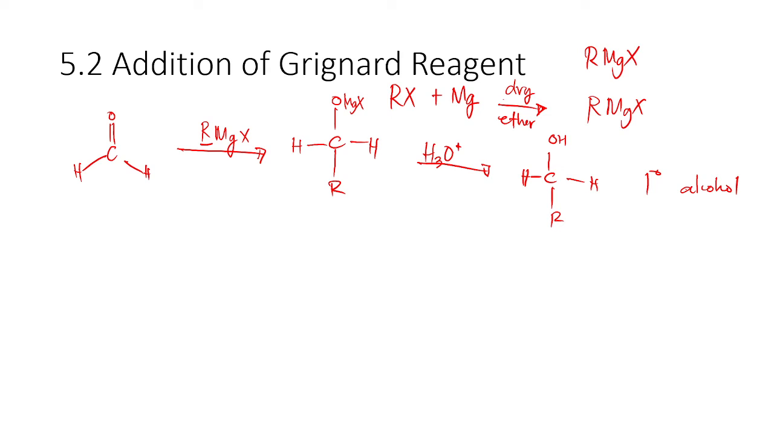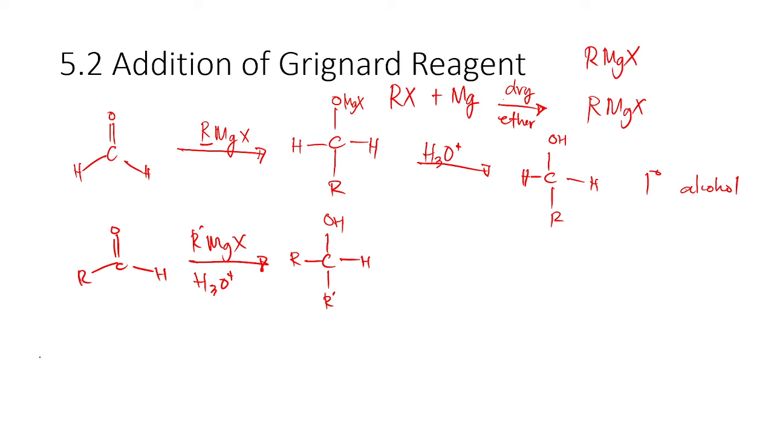So, ganun din yung pwedeng mangyari dun sa mga higher aldehydes. But for higher aldehydes, since meron kang R group dun sa side ng ating carbonyl atom, if you expose this to Grignard reagent and then expose it to our acid, you will have here your secondary alcohol. Dito yung R group mo, meron ka pang isa pang R group dito sa baba. Yung R group na to ay galing dito sa ating Grignard reagent, and you will have here this hydrogen.